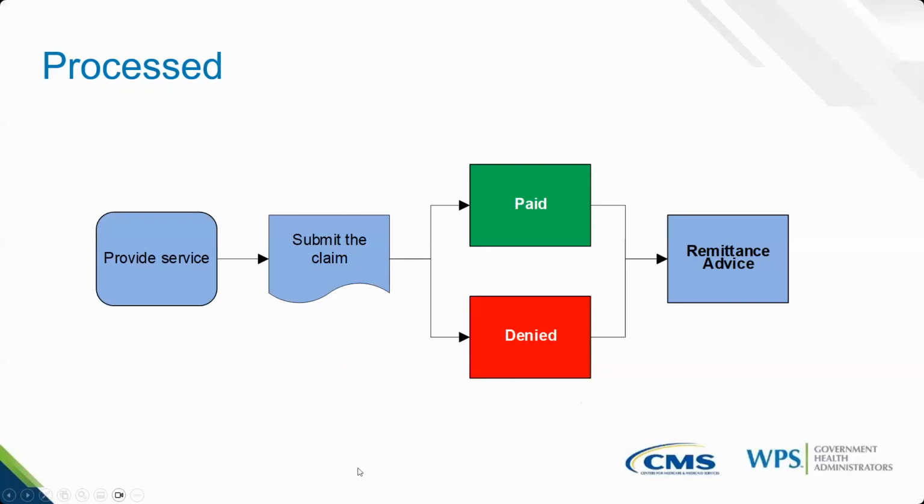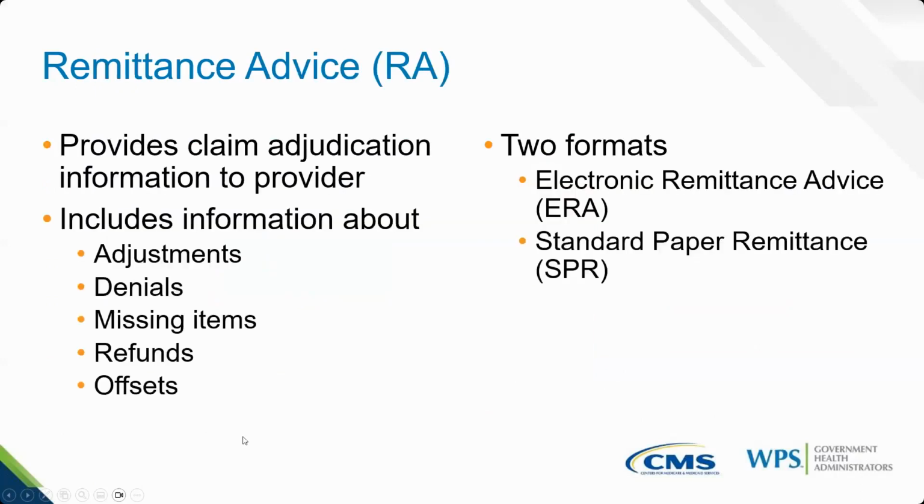So here then is a simple graphic that shows the path for a processed claim. The service is provided, the claim is submitted, and Medicare determines either to pay the service or deny the service. And then, of course, that remittance advice is generated. Let's talk about that remittance advice just for a minute. Most providers do receive an electronic remittance advice. Sometimes we call it the RA. Sometimes you'll hear people call it the remit or the notice.